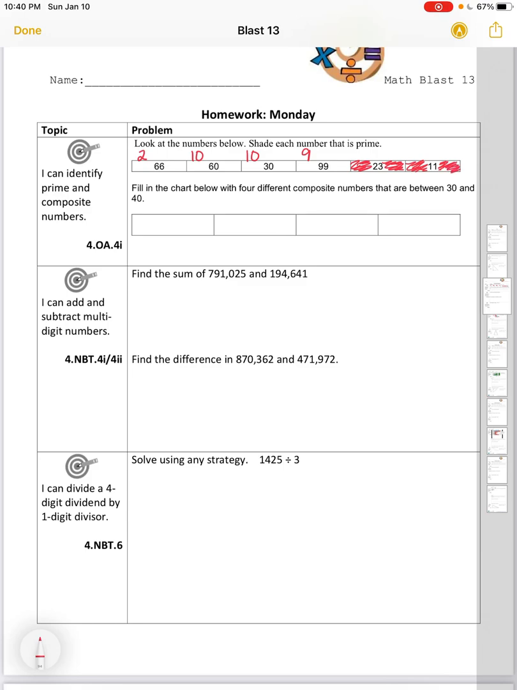Fill in the chart below with 4 different composite numbers that are between 30 and 40. Again, a composite number is a number that has more than 2 factors. So I'm going to choose numbers that are even because I know that any number greater than 2 that's even is going to be a composite number because that number would have 1 and itself as factors, but also 2 since it's even. So we're going to go with 32, 34, 36, and 38.